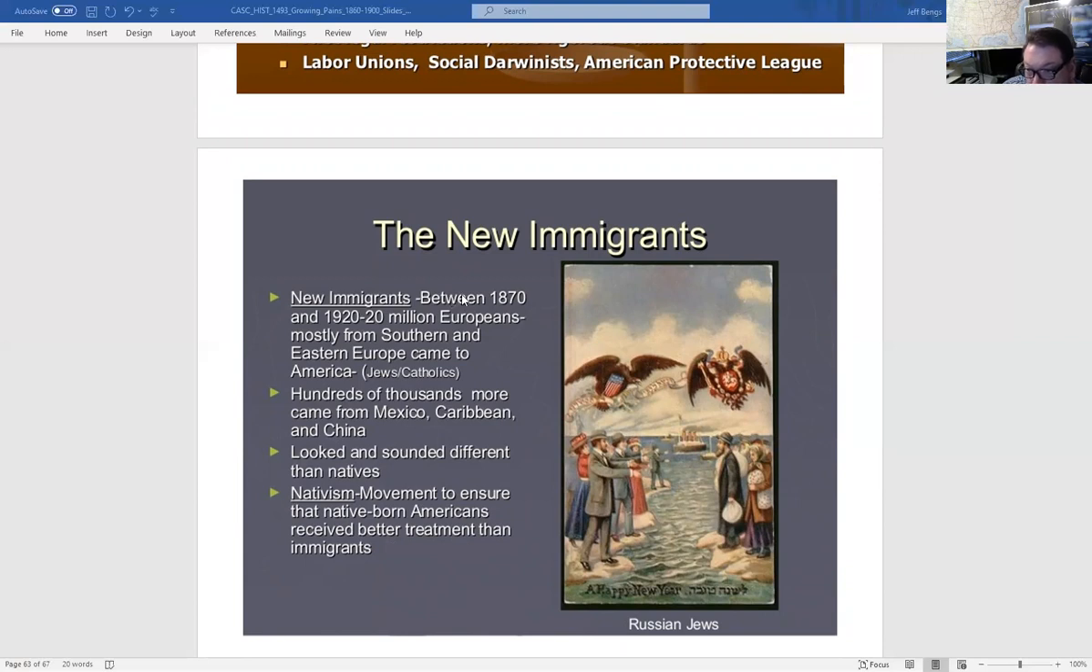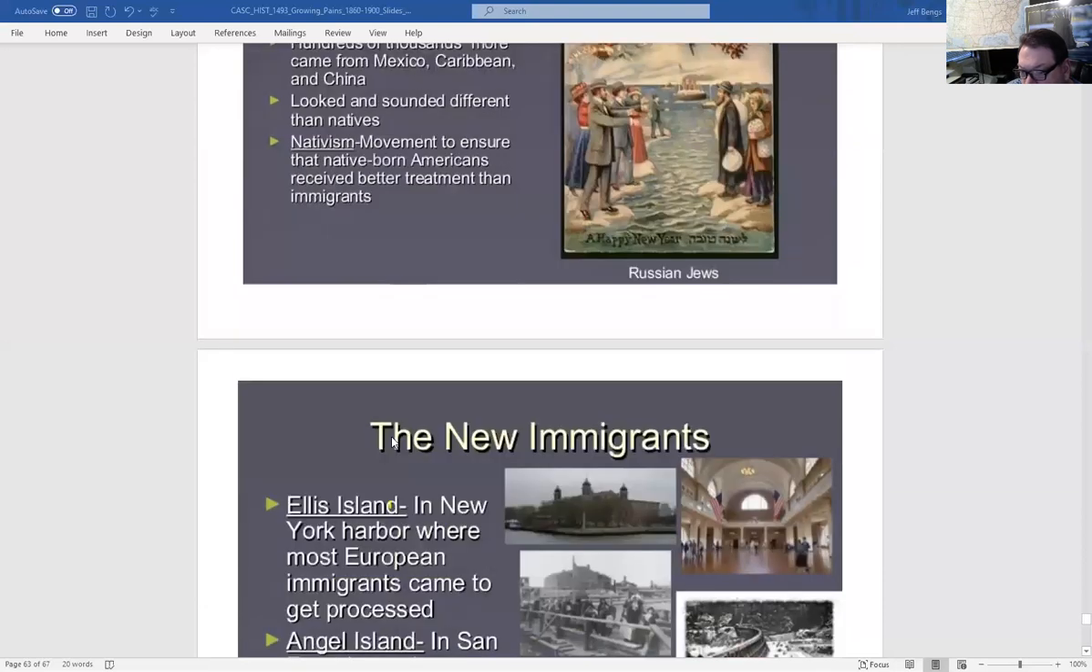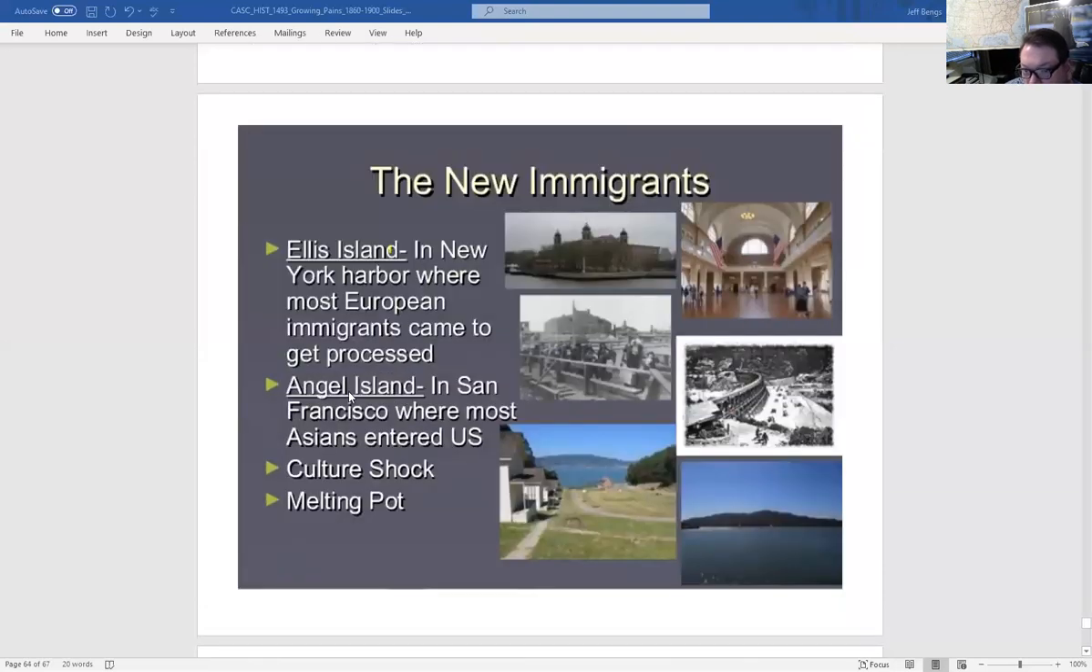This is another slide on the new immigrants. Along with the Southern and Eastern European immigrants, you had immigrants from Mexico and China. The Chinese usually did not come through New York, through Ellis Island. They usually came across the Pacific and came into San Francisco at Angel Island. And that's why you have a large Chinese population in San Francisco. A lot of the Chinese people worked for the railroads in the West. But you had immigrants coming from these other countries. Here we go, Ellis Island versus Angel Island.